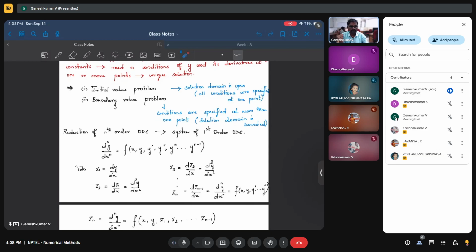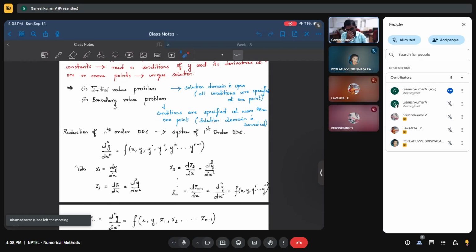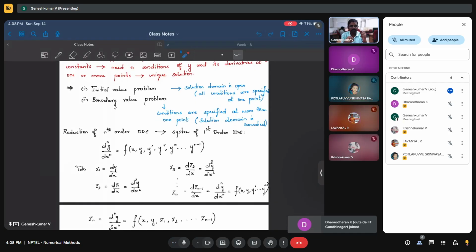In this course, we never went into boundary value problems; it's a little bit advanced for this course. We limit our discussions to initial value problems, where the solution domain is open and all conditions are specified only at one single point. Okay, so that is the initial value problem, which means whatever conditions you specify, like y dash of x, will be specified at only one point, at x naught equal to, let's say, 0 or -1, whatever it is.